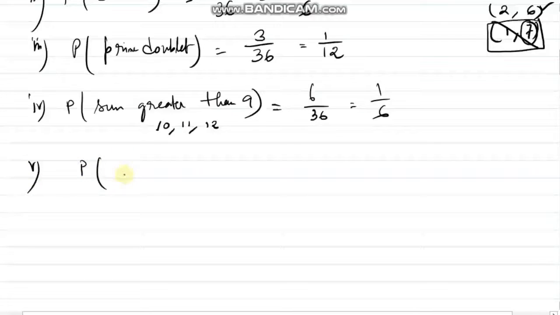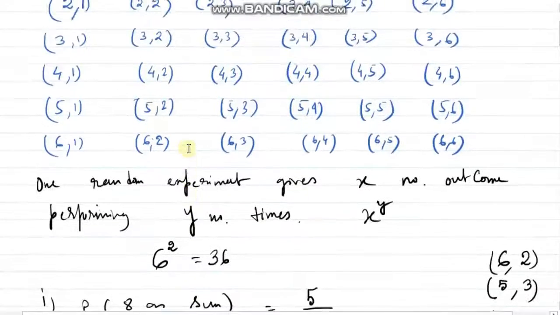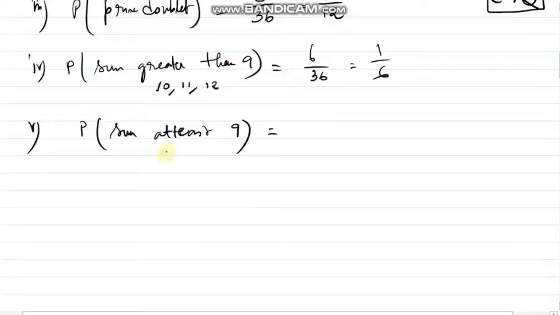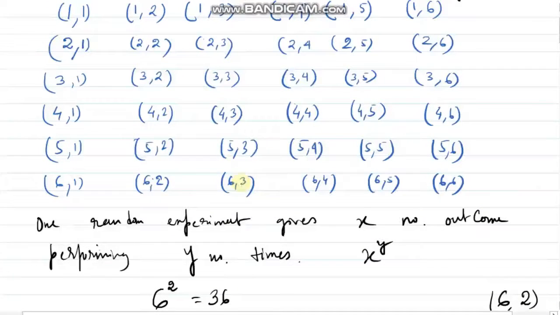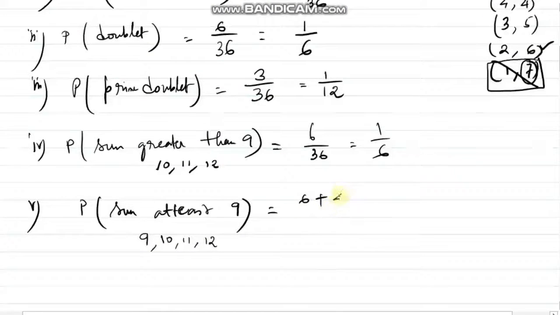What will be the probability of sum at least 9? Please be very careful about this language. At least 9, that means the sum can be 9, 10, 11, or 12. So, in at least 9, the value 9 will be included. That means with the previous 6 outcomes, I will add the outcomes for 9, that is 1, 2, 3, 4. That will be 6 plus 4, 10 divided by 36. If I simplify, I will get 5 divided by 18, right?